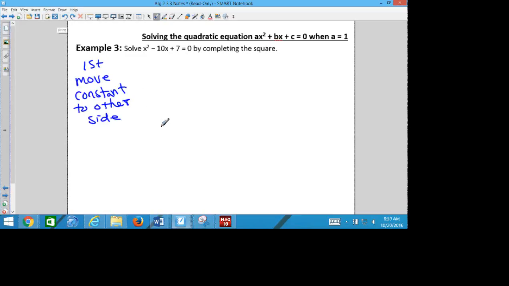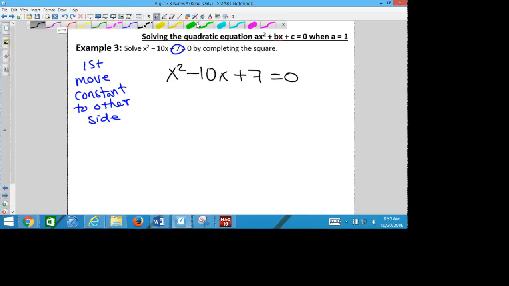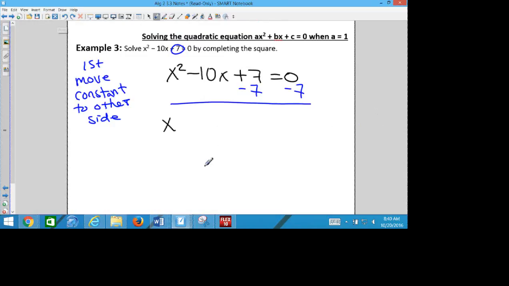Okay, the first thing that we want to do is move the constant to the other side. The constant is the number that does not have any variables. So my equation right now is x squared minus 10x plus 7 equals 0. What am I moving over to the other side? The C value, right. The constant. C stands for constant. And when I rewrite what I have, I'm purposely leaving a space. It is on purpose.